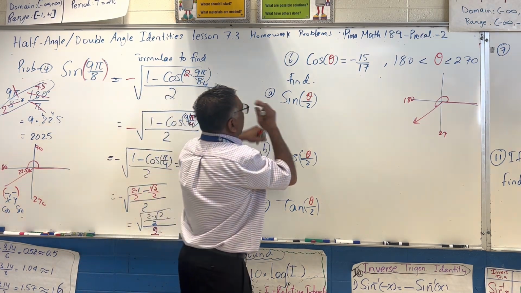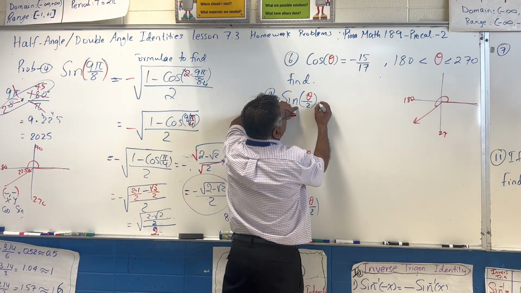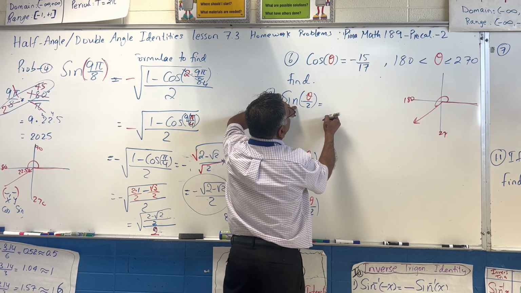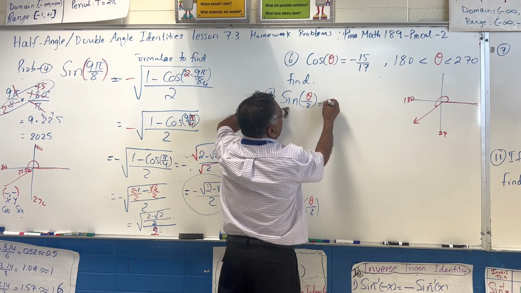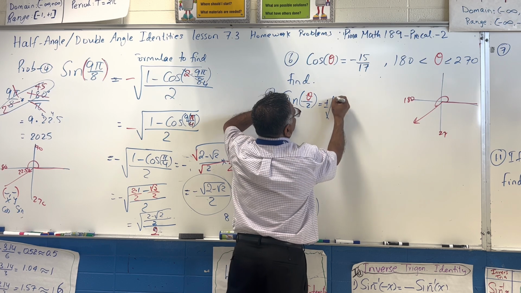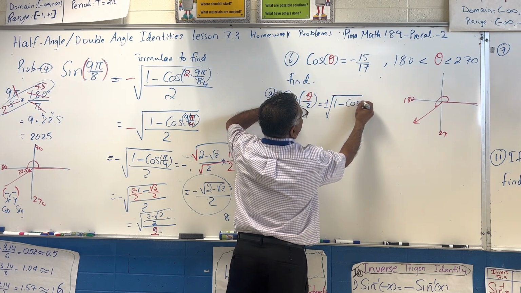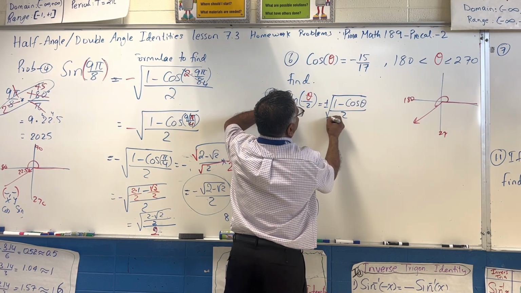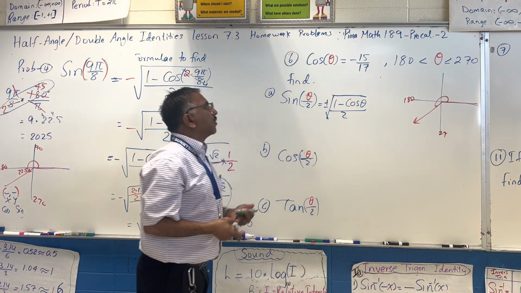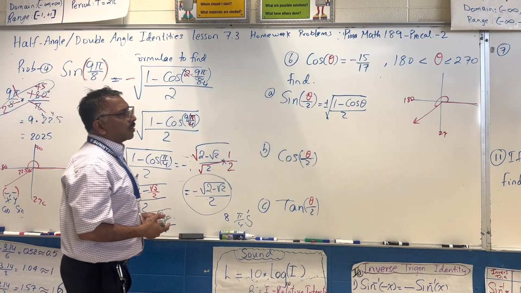So we know the formula for sine theta over 2. It is plus or minus the square root of (1 minus cosine theta) divided by 2. So that's the formula. The question is whether minus or plus is very important here.